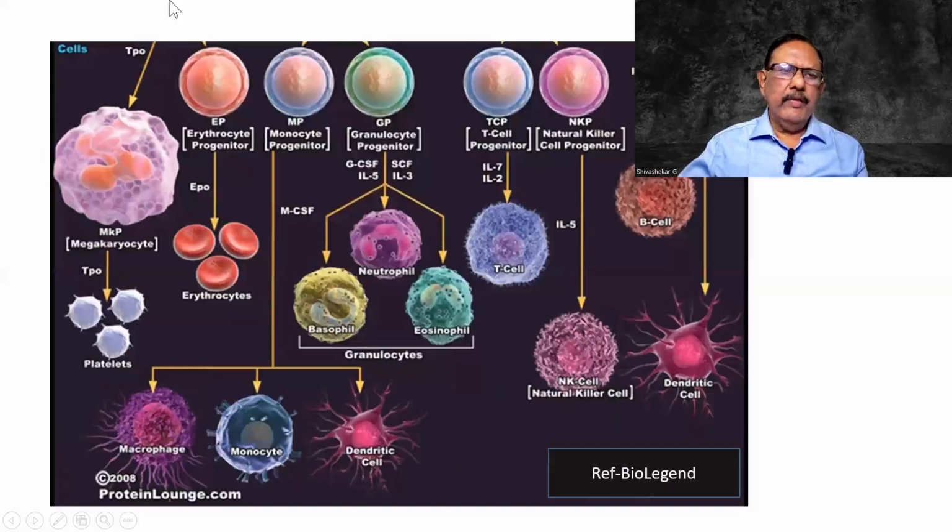So this is what I am finding. From the megakaryocyte, I will be getting the platelets. From the erythroid progenitor, I will be getting the RBCs. And from the monocytic and granulocytic, I will be getting the monocytes and the granulocytic series. And this will be the NK cell that is developing, the B cell, as well as directly you can get the dendritic cell. This is a superb diagram thanks to BioLegend.